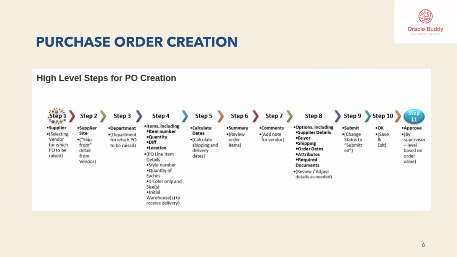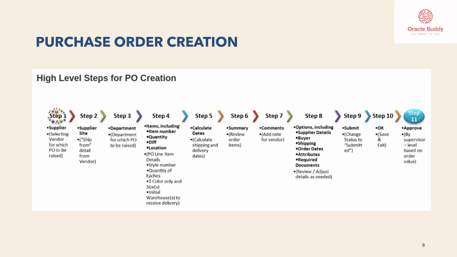Let's go through the high level steps for PO creation. Step one will be supplier, selecting the vendor for which the PO is to be raised. Step two will be supplier site, ship from detail from the vendor. Next, we have to choose a department for which the PO is to be raised. Step four will be items including item number, quantity, diff, and location. Next, we have to calculate the dates like not before date, not after date, end of week date, and all other dates. Next is summary, review order items.